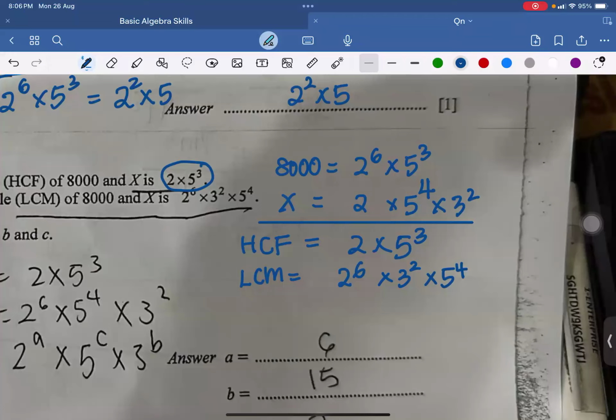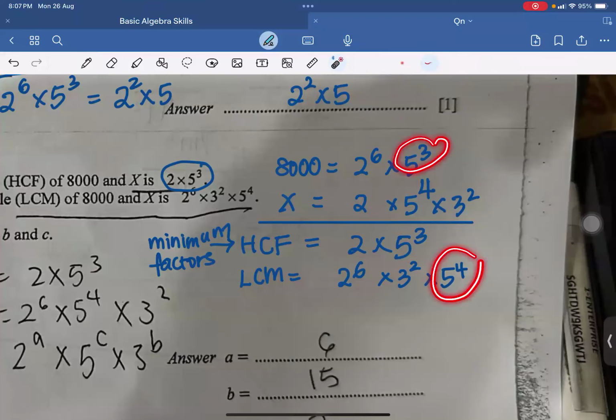So we always start off with the highest common factor. This is the minimum factors that you need to have. Then I look at the extra ones, part by part. This one is 2 to the power 6, already meets the factor. This one is 3 square, here don't have 3 square, so must add in here. This is 5 cube. I want 5 to the power 4, so the 5 to the power 4 must come from the x.